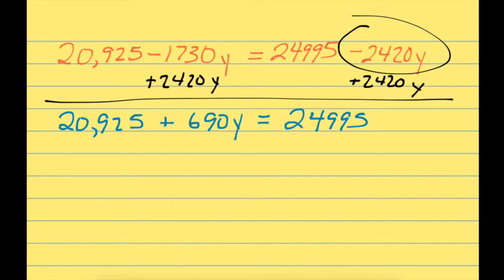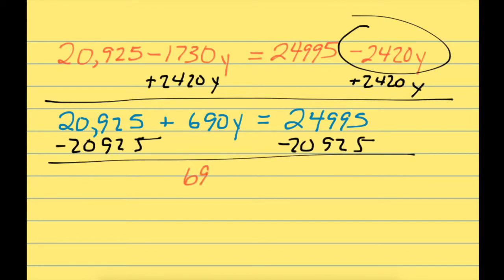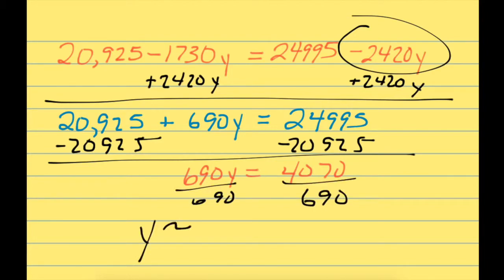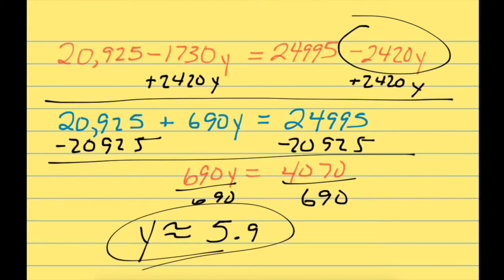Now I'm going to move that 20,925 by subtracting it. And I come up with 690y equals 4,070. So I divide both sides by 690, and I come up with y being approximately equal to 5.9. So right around 5.9 or 6 years, both cars will be worth the same amount. And if I want to know what that same amount is, I could plug that y value in up here for this y, and that will tell me what they'll be worth.